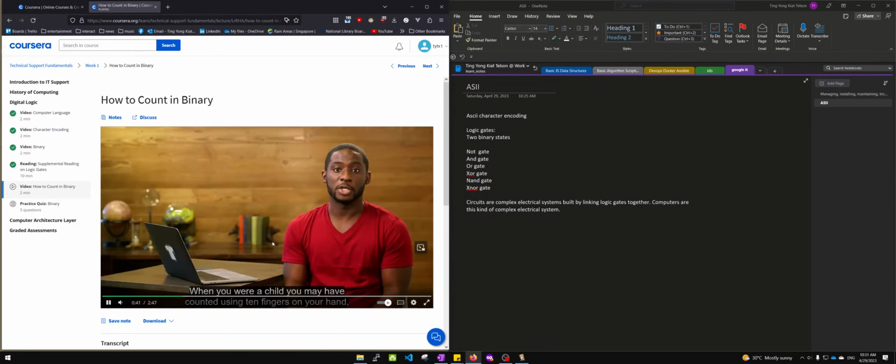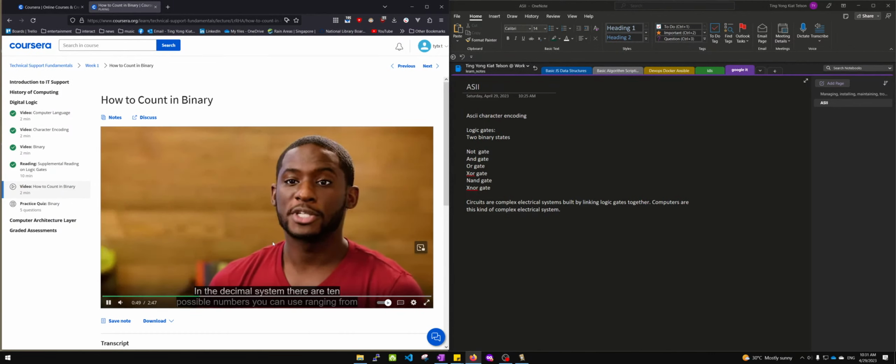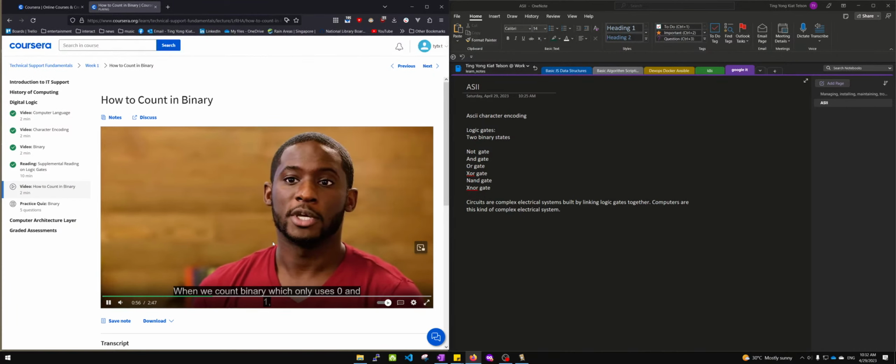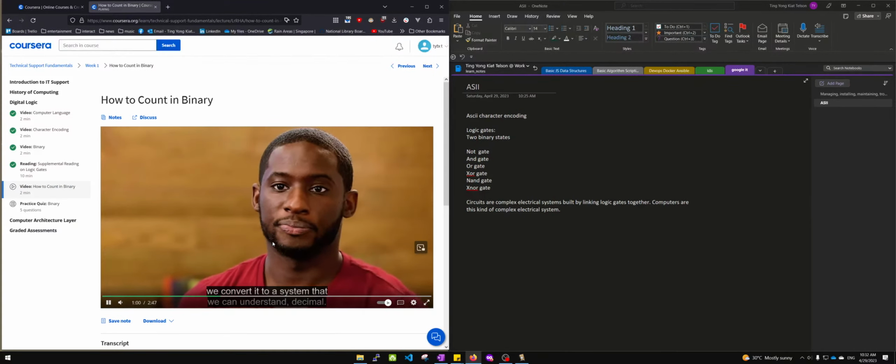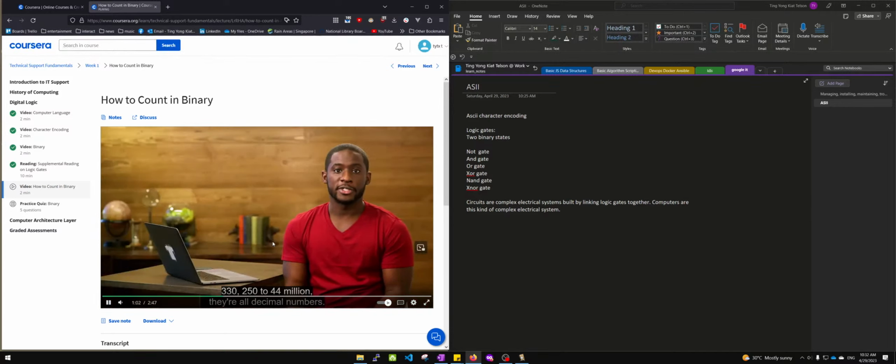When you were a child, you may have counted using 10 fingers on your hand. That innate counting system is called the decimal form, or base 10 system. In the decimal system, there are 10 possible numbers you can use, ranging from 0 to 9. When we count binary, which only uses 0 and 1, we convert it to a system that we can understand, decimal. 330, 250, 240, 4 million. They're all decimal numbers. We use the decimal system to help us figure out what bits our computer can use.